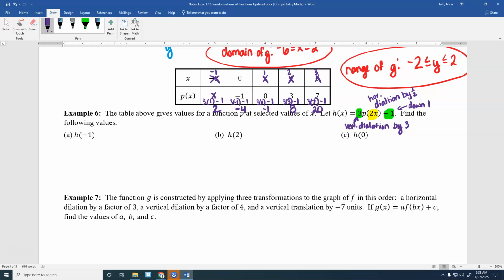And so then they're asking us for this new equation. Since I have adjusted this, this is now h of x here. So I just have to look at my table. So h of -1, right here, if I'm plugging in -1, I will get 2 for that. B, h of 2, that would be right here. I'm going to get 8 for that one. And h of 0, if I look right here, is just going to be -4 for that. So you just have to adjust your table. Anything vertical affects your y coordinates. Anything horizontal affects your x coordinates.